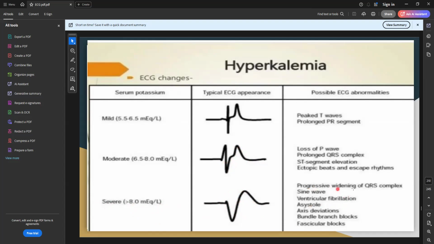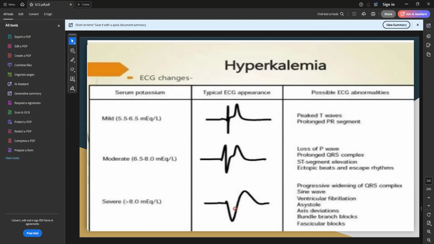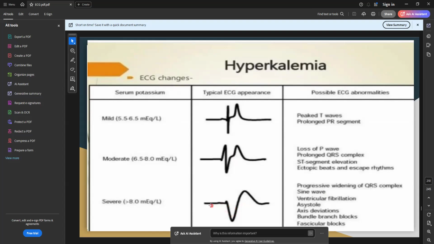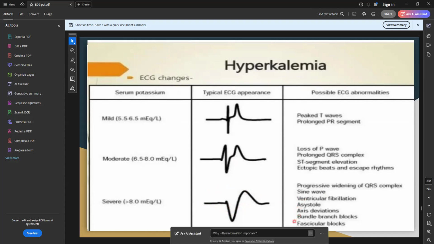There is progressive widening of the QRS complex producing the sine wave. This is a serious condition where you have to treat the patient immediately. Otherwise, they will progress to complications like ventricular fibrillation, asystole, and AV blocks or complete heart block.